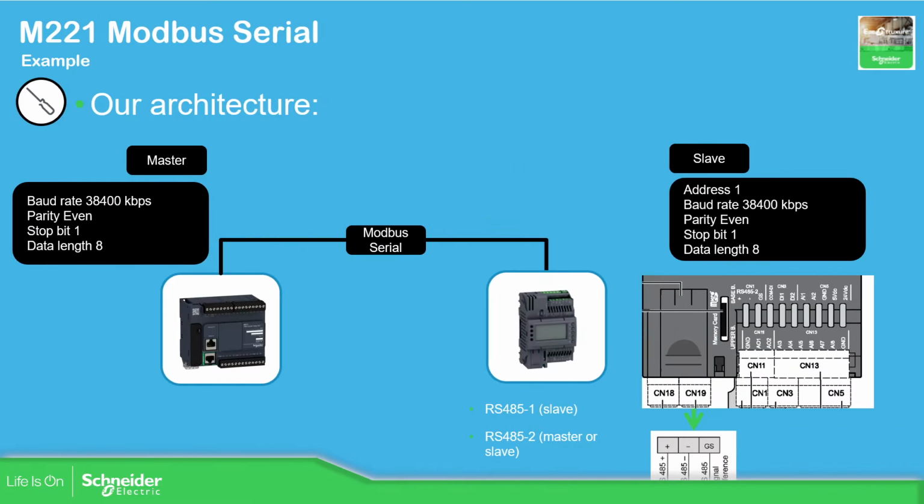So you can see here, I'm going to have this configuration on the PLC, the M221, and I'm going to have this configuration on the slave. You can see most of them are the same, but on the slave, in order to identify for the master where I need to read information, write information, the slave must have an address. In our case, the slave will have the address 1.